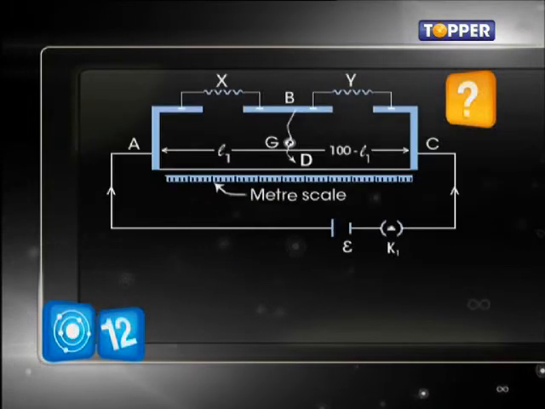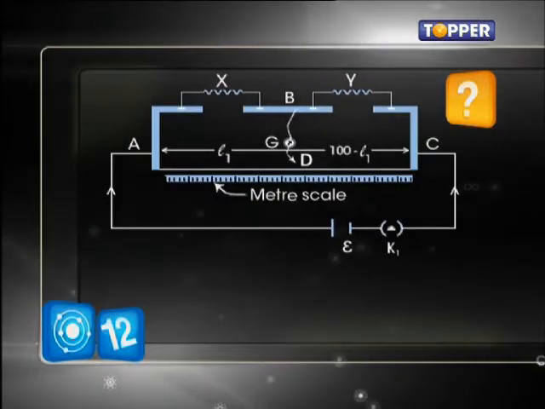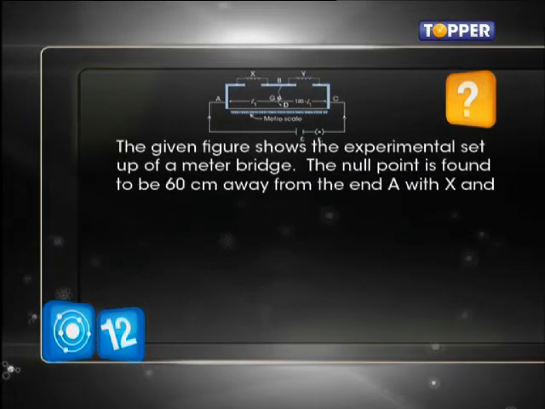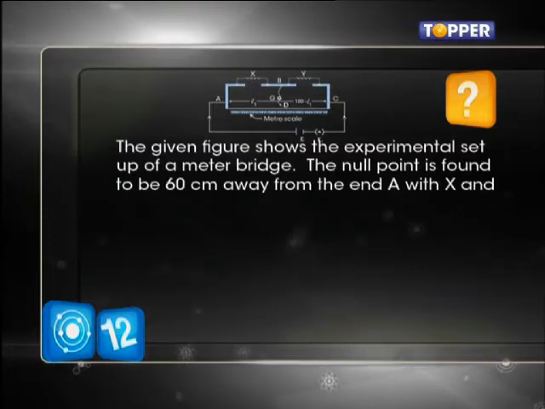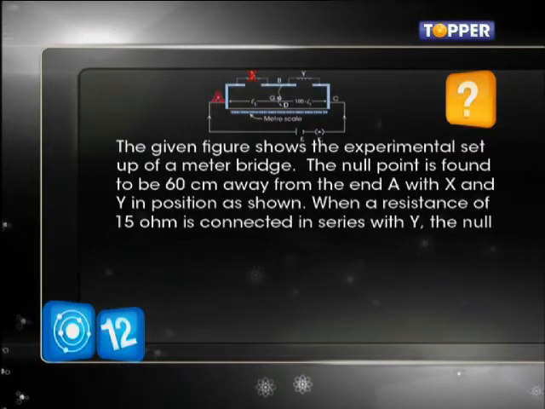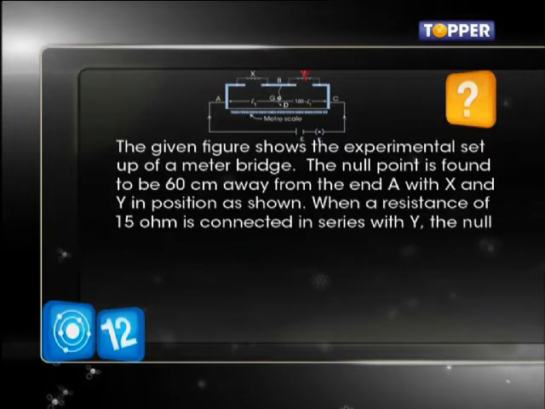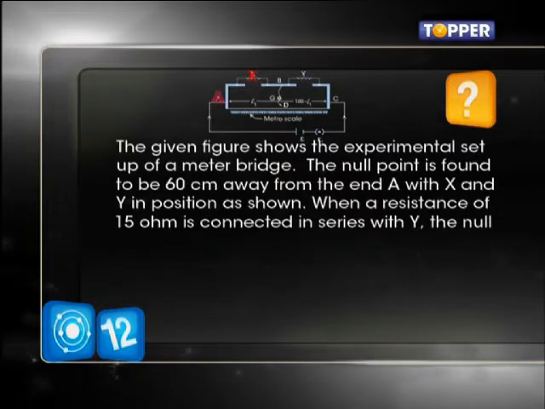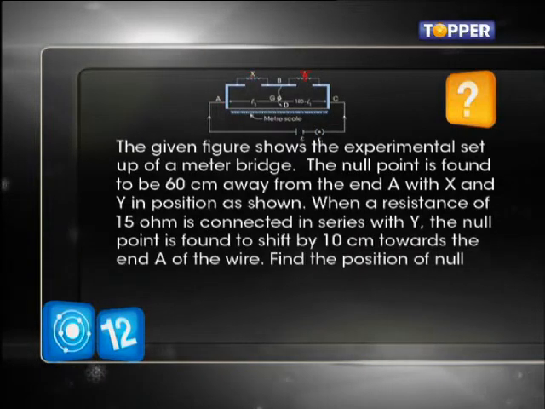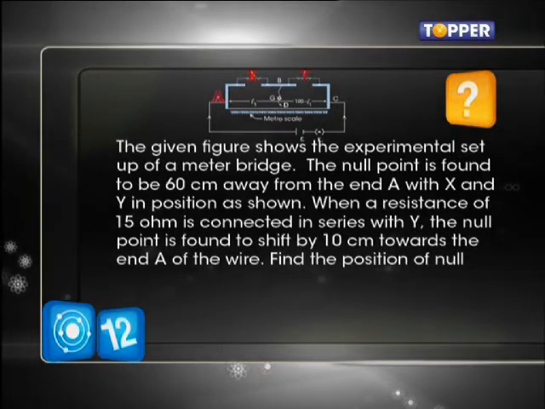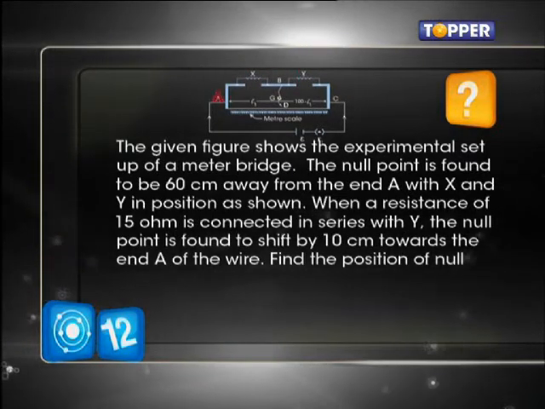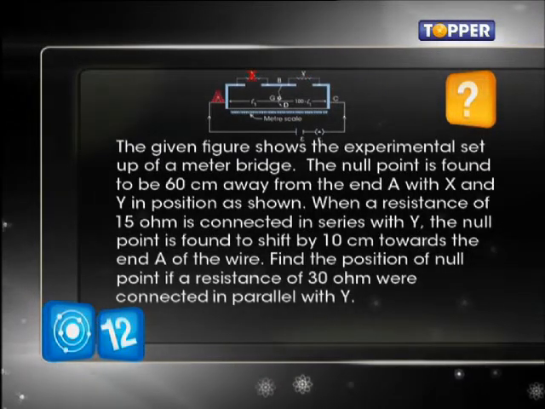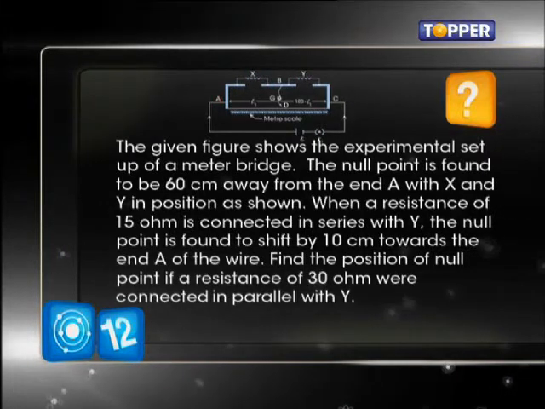The figure you can see on the screen shows the experimental setup of a meter bridge. The null point is found to be 60 cm away from the end A, with X and Y in position as shown. When a resistance of 15 ohm is connected in series with Y, the null point is found to shift by 10 centimeters towards the end A of the wire. You are required to find the position of null point if a resistance of 30 ohm were connected in parallel with Y.